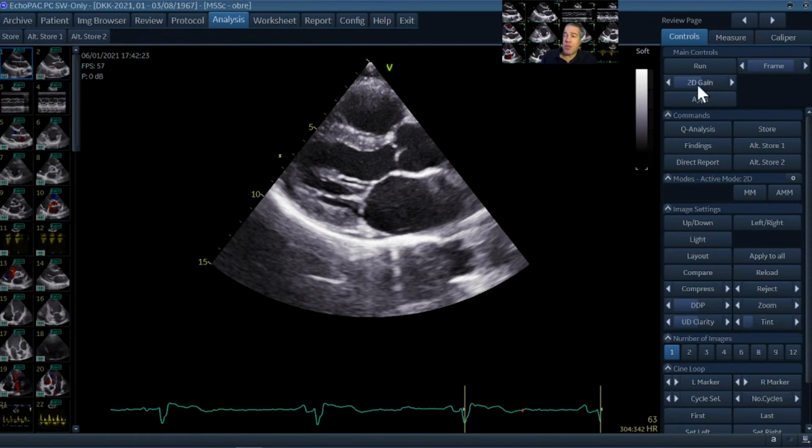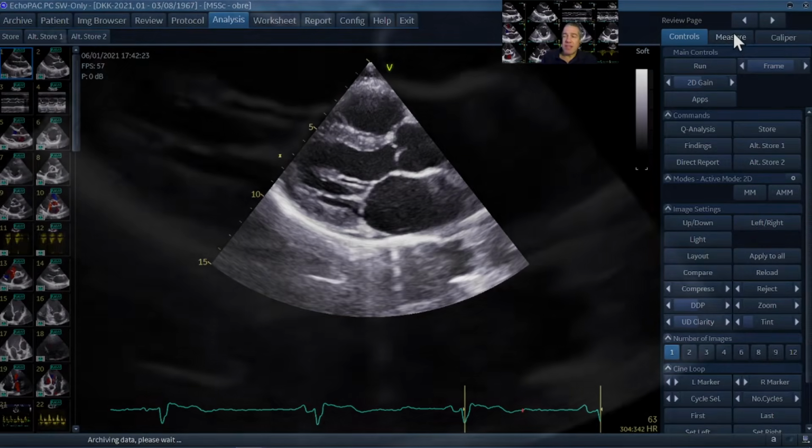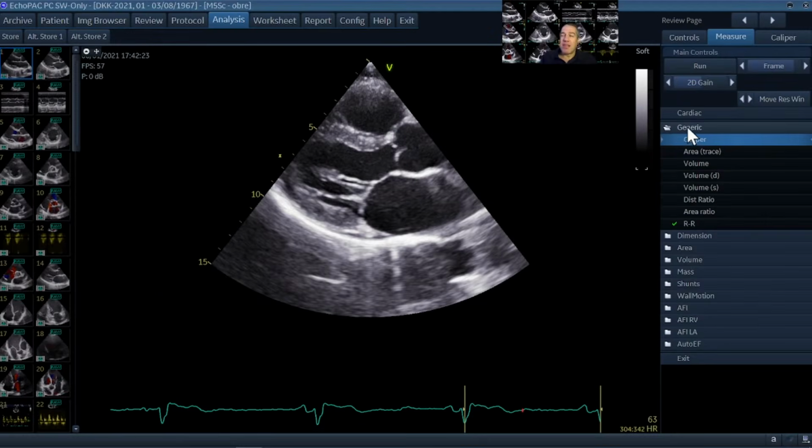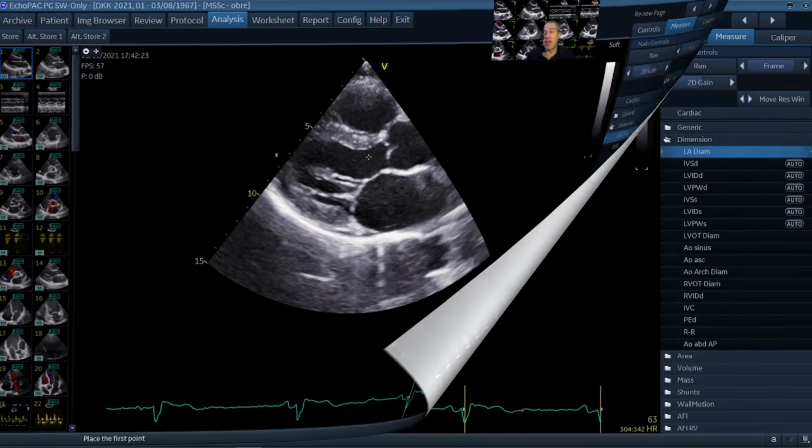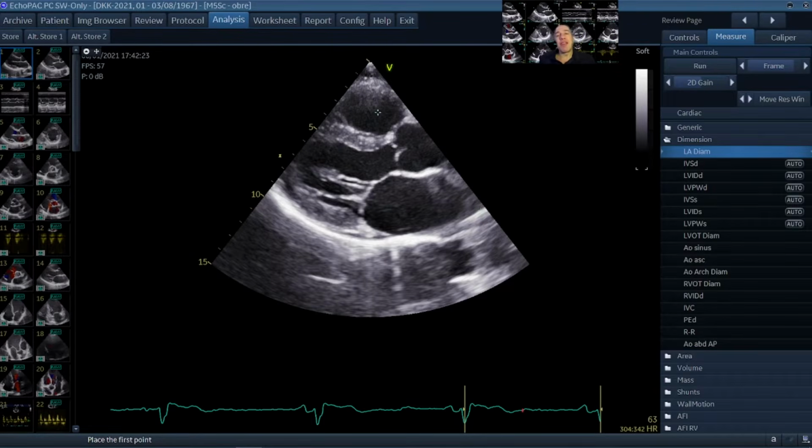For the measurement, we go to the measure menu on the right side here. And normally the measure menu starts here with the generic measurements, where you can use a caliper just to do an undefined measurement, but then you have not told the system that this is the left atrium. So it's better to go to a dedicated measurement, and this can be found here under dimensions. And here we have the left atrial diameter. So we would activate. Now we measure the diameter, the parasternal diameter of the left atrium in the anterior posterior direction.